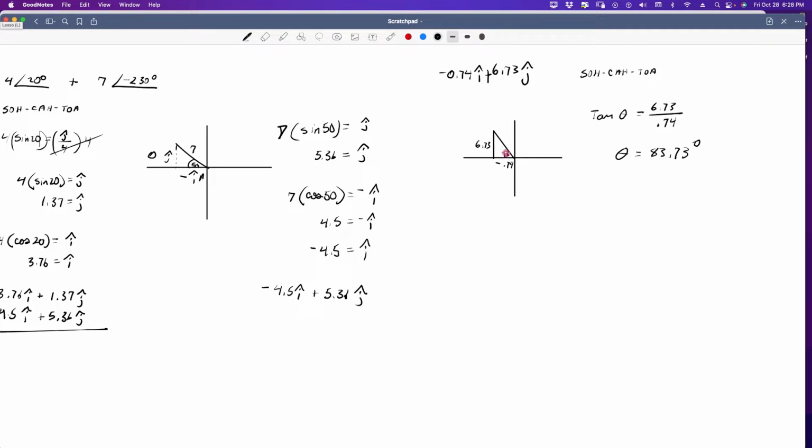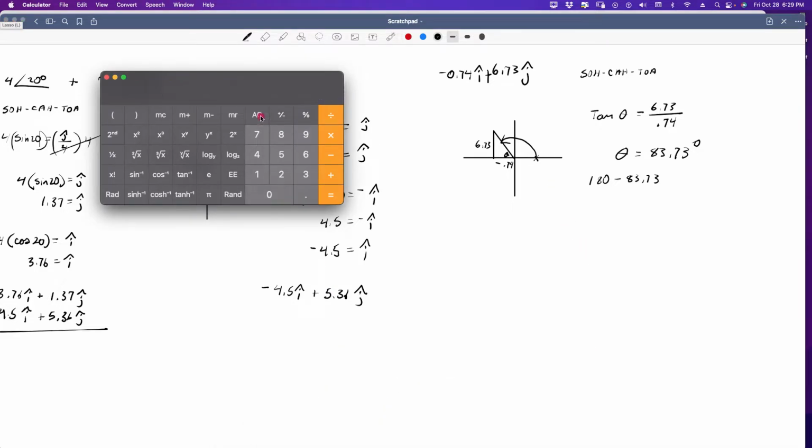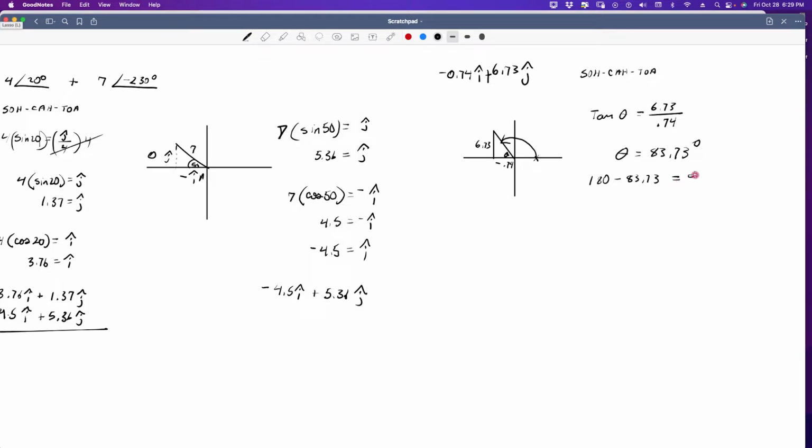All right, but here's the kicker. That is not the degree of our vector. Remember, our vector starts measuring here. So we have to go all the way around to here. So here to here is 180. So we could say 180 minus 83.73 to find that degree of measurement. So that's what we're going to do. We're going to say 180 minus 83.73 is equal to 96.27. That is our vector degree.